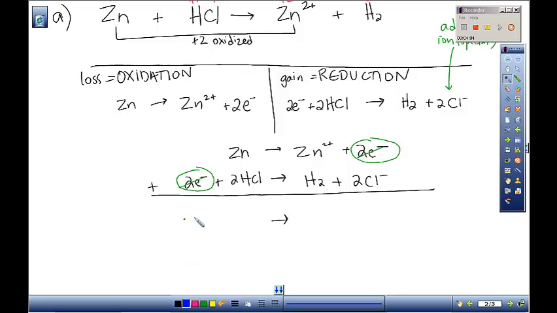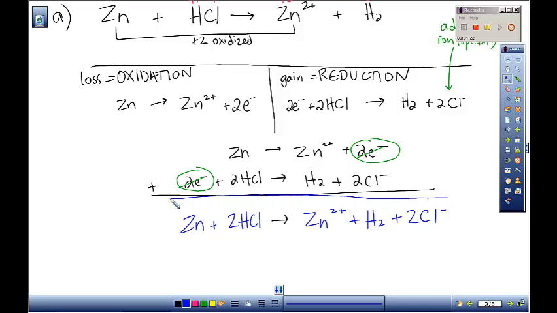We have zinc and hydrochloric acid yields zinc ion, hydrogen, and the 2 chloride ions that we ended up adding to make the reaction balance would be present in this solution anyway because they're spectator ions.